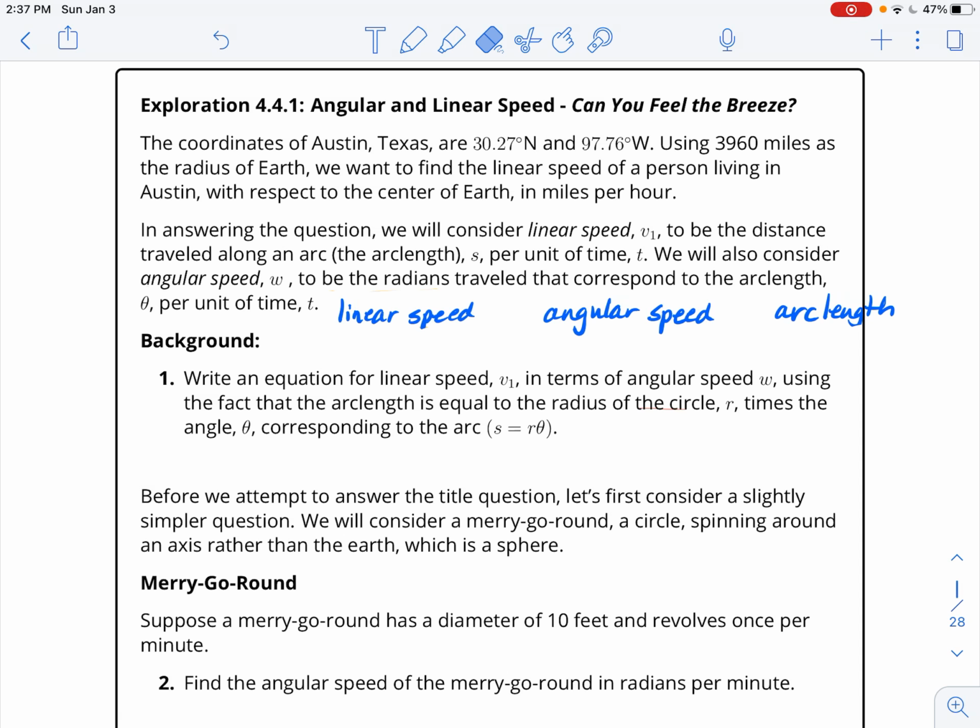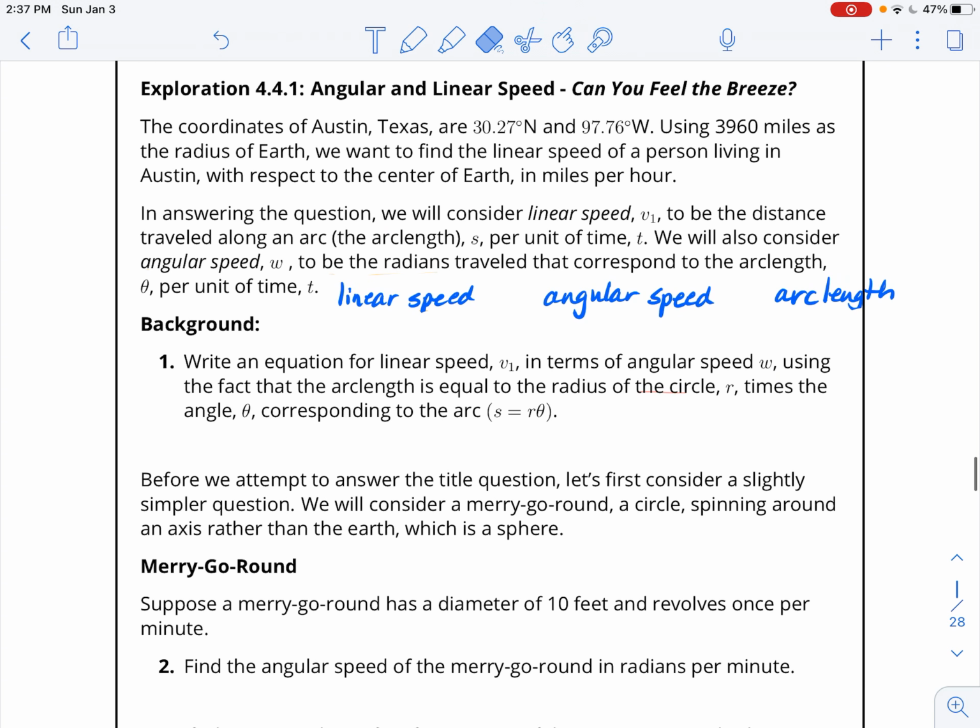Can you feel the breeze? The coordinates of Austin, Texas are 30.27 degrees north. We're going to need that. 97.76 degrees west. Using 3960 miles as the radius of the Earth, we want to find the linear speed of a person living in Austin with respect to the center of the Earth in miles per hour.